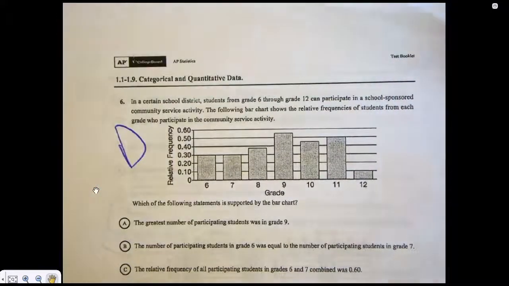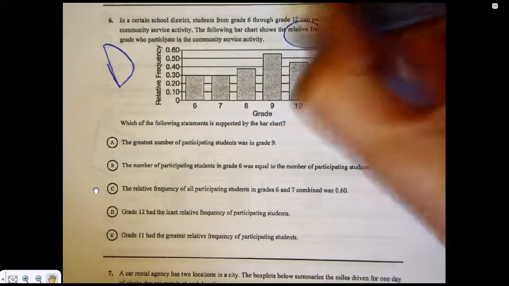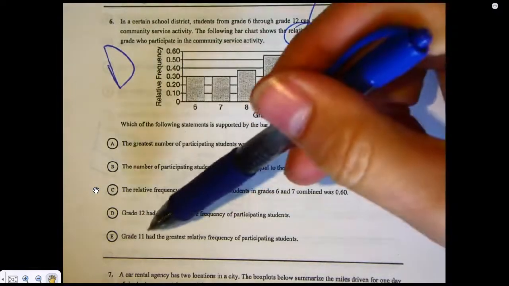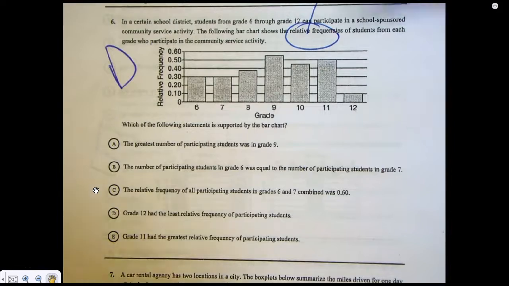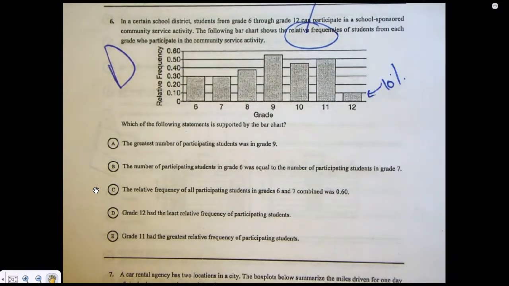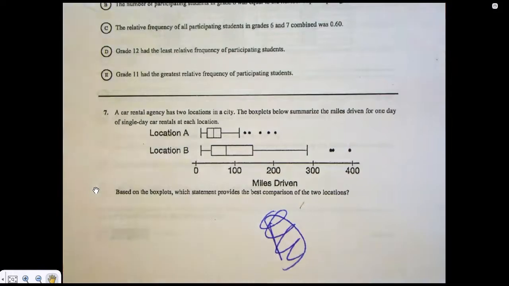All right, number 6. Again, I'm just going through the correct one. So relative frequencies. Relative frequency is just percent. Grade 11, nope, sorry. D, grade 12 had the least relative frequency of participating students. Yeah, so 10% of 12th graders participated, and that is lower than any other number out there.